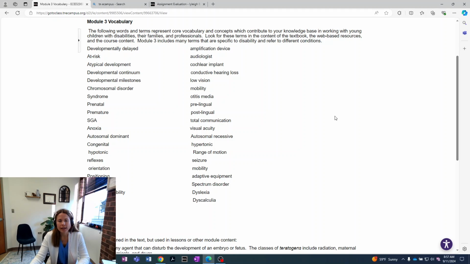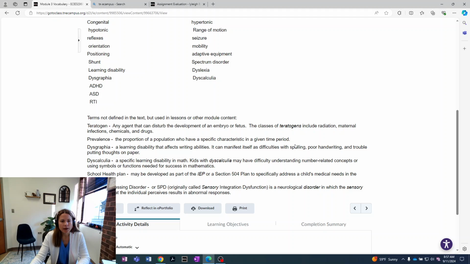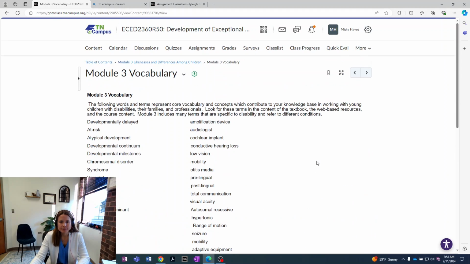Maybe I included a web-based resource for you, so you will be able to see those as well. Some terms that you're not going to see in the text, but maybe throughout the module content, are these terms here. It's important for you to be able to make connections by knowing what these mean.